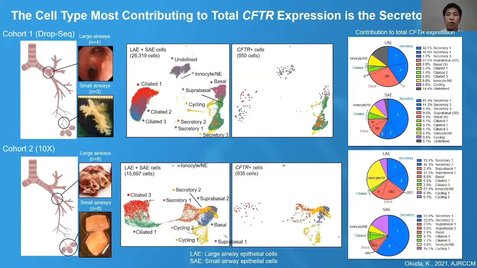The results of the two cohorts matched pretty well, and demonstrate the secretory cells are the most predominant cell type expressing CFTR in both large and small airways. The secretory cells are this blue part in this pie chart. Interestingly, the contribution of secretory cell type to CFTR expression was greater in small airways than large airways. In contrast, we also noted ionocyte contribution is greater in large airways compared to small airways.